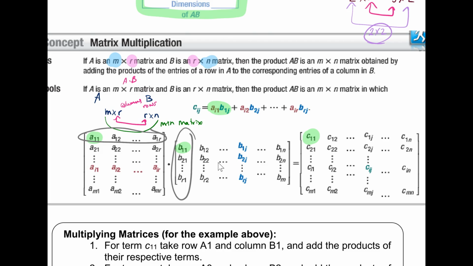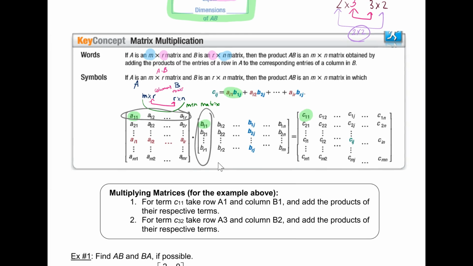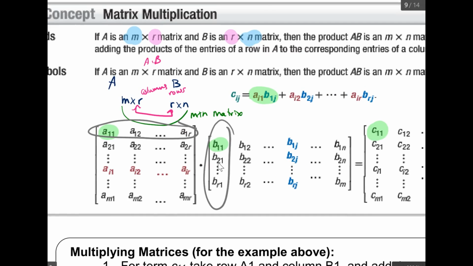Yay, nay, maybe, okay. All right. So I have A11, B12, and that makes C1. So I go across the row, down the column. So where will this fit? Where will this be?